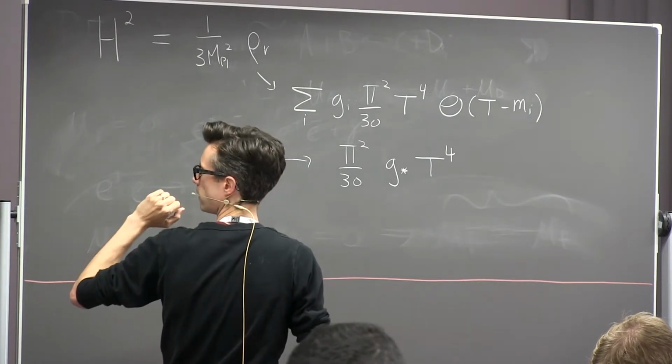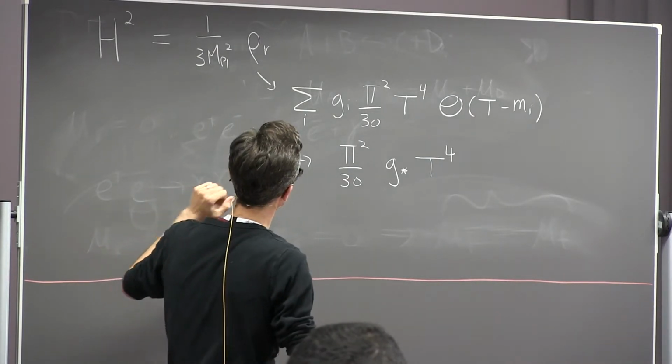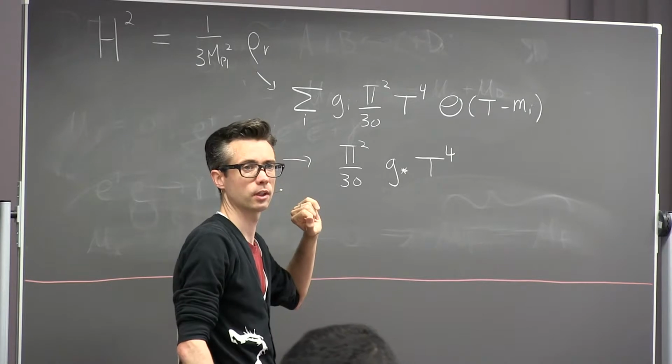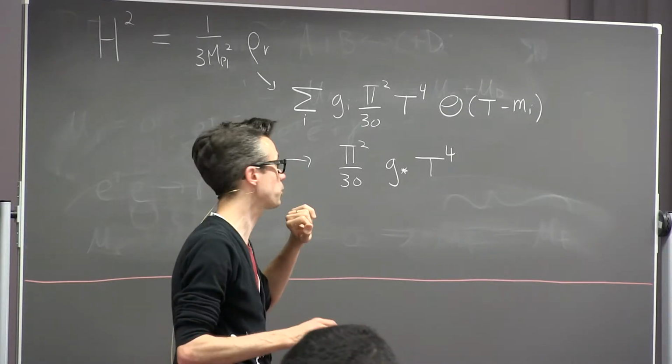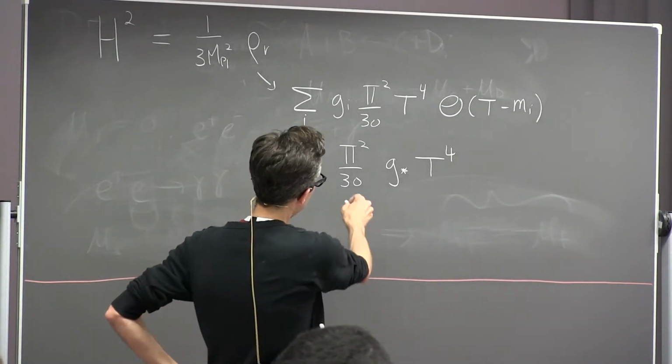I forgot a fermion factor. There's an extra 7/8 versus 1 for fermions versus bosons, but okay, let's not worry about that. So this is our radiation density.